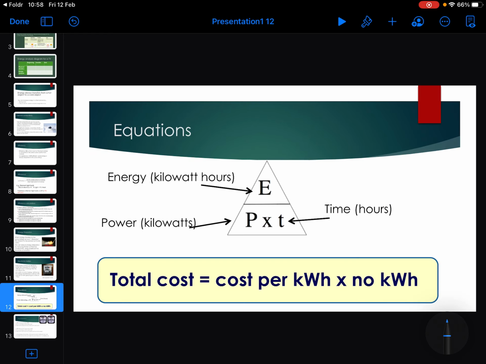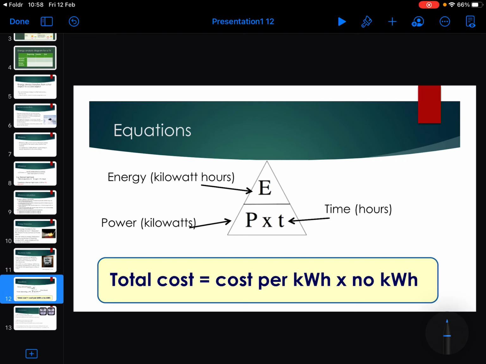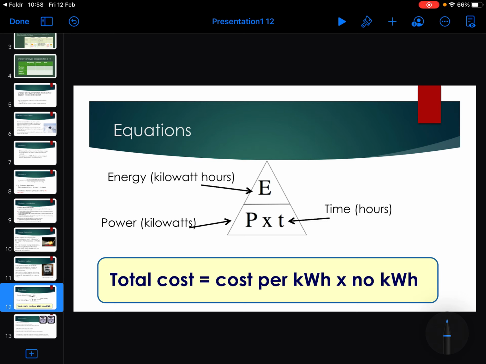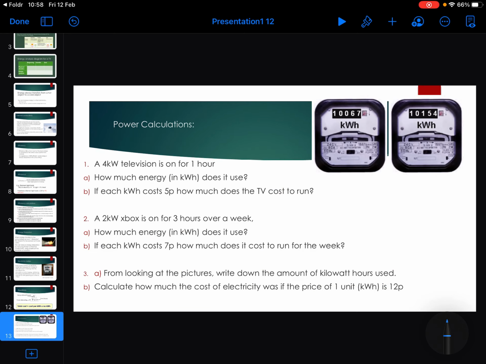So you still use the same equation, energy, power, time. However, please notice power is now measured in kilowatts and time is measured in hours. The total cost is going to be the cost per kilowatt hour times the number of kilowatt hours. So again, if you can please pause the video and have a go at these questions, and I shall go through the answers.